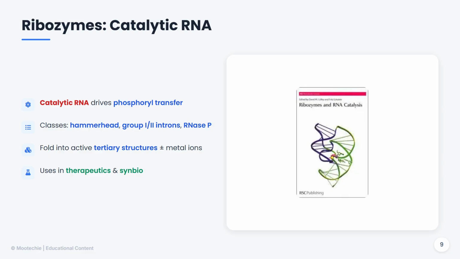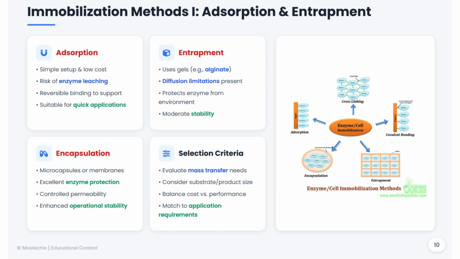The slide includes two supporting images. One depicts microbial biosynthesis, highlighting the role of ribozymes and RNA catalysis in cellular processes. Shifting gears, let's talk about enzyme immobilization. First, methods 1. Adsorption and entrapment.